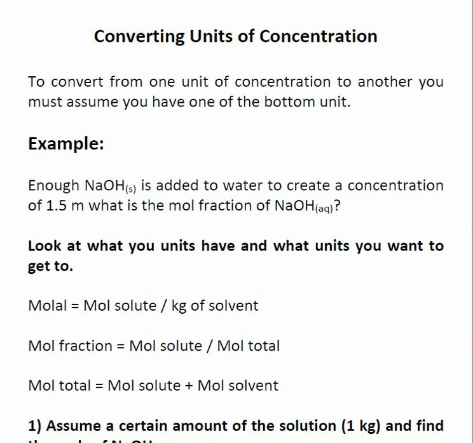Now we're going to talk about one of the trickier problems that we discuss in the second semester of general chemistry. And this is the idea of converting units of concentration. So we go from one type of concentration unit to another type of concentration unit. These calculations are so tricky because each variation is going to have subtle differences.